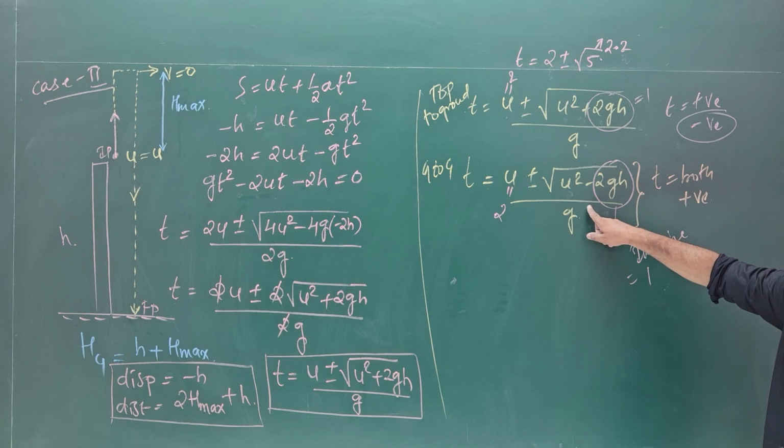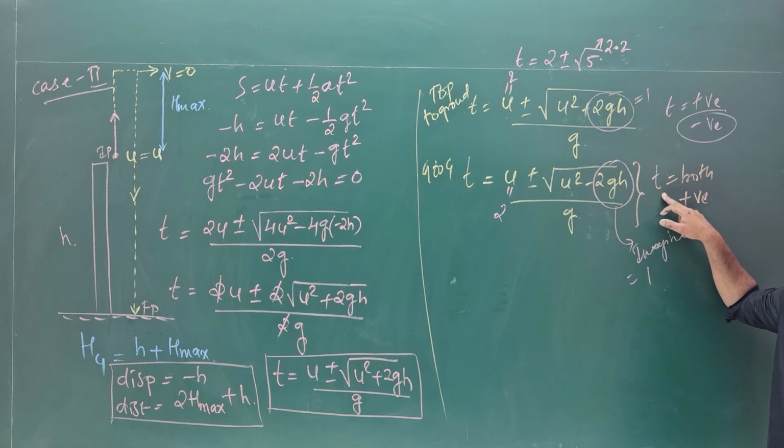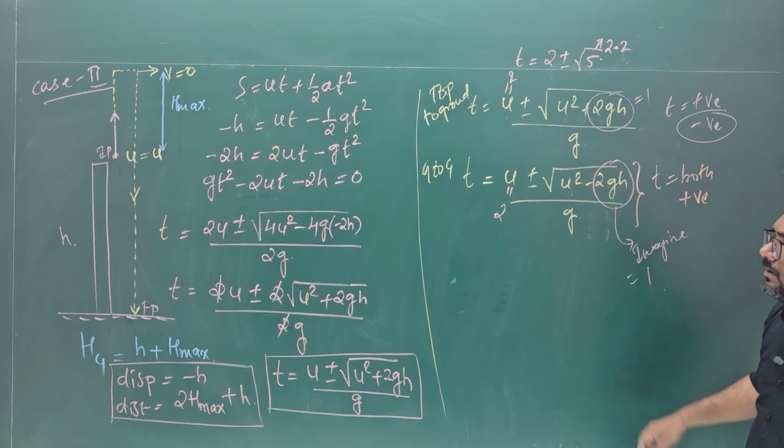If H is positive, then you will have time of 2 roots. Those 2 roots are always positive.